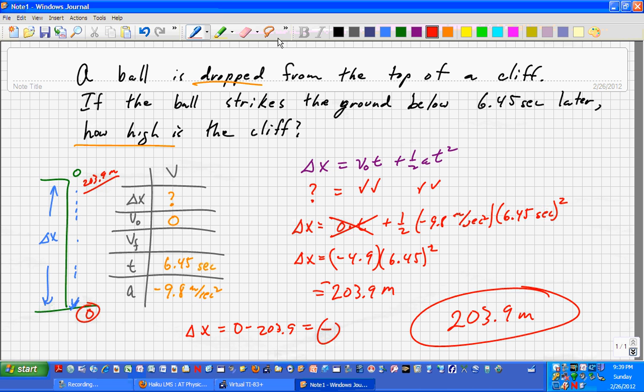A couple of key things to remember for a falling object when it's dropped. When it's dropped, V0 is 0. And again, acceleration for a falling object is always negative 9.8 meters per second squared.